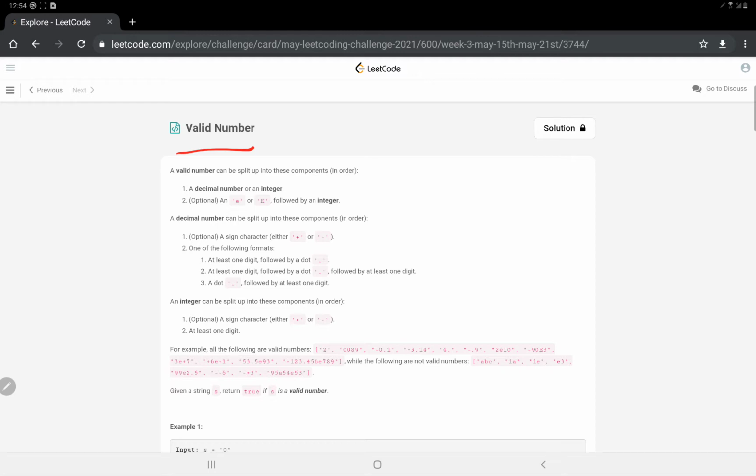The question for today is valid number. Basically we have been given a number and we have to tell whether it's valid or not. Based on some criteria we have to decide whether the number is valid or not.